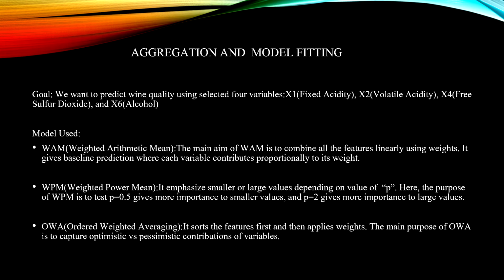The WAM, that is the weighted arithmetic mean. The main aim of the WAM is to combine all the features linearly using the weights. The WPM emphasizes the smaller or the larger values depending on the value of the exponent. The OWA, that is the ordered weighted averaging, sorts the features first and then applies the weights. The main purpose of OWA is to capture the optimistic versus the pessimistic contributions of the variables.